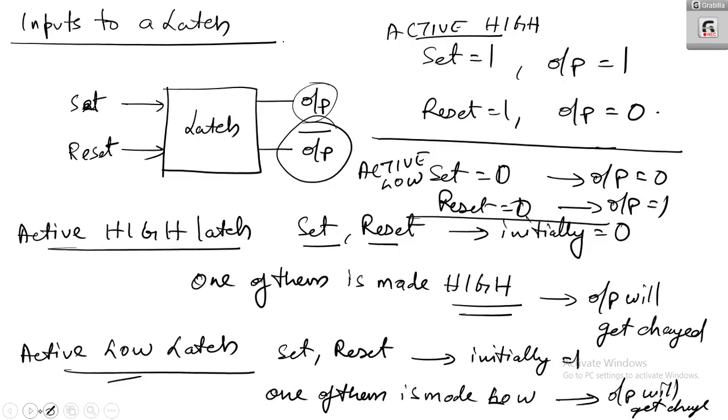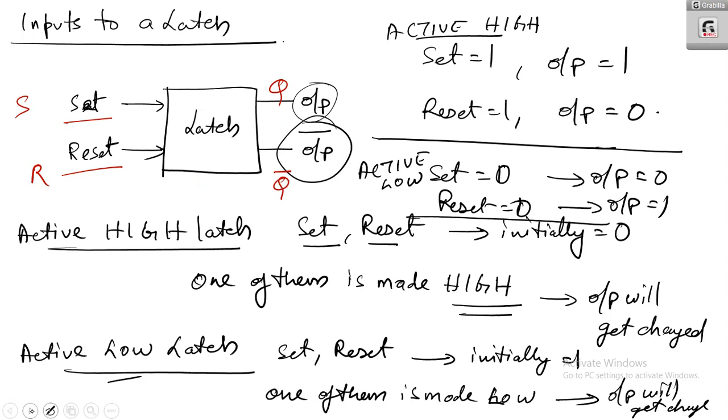There are two types of latches: the active high latch and the active low latch. Active high means that when the value of set or reset becomes high, it will act accordingly. Active low means that when set or reset becomes low, it will act accordingly. Generally, a latch has a set input and a reset input, and the outputs are Q and the complement of Q. So here this is S and R, and this is Q and Q bar.